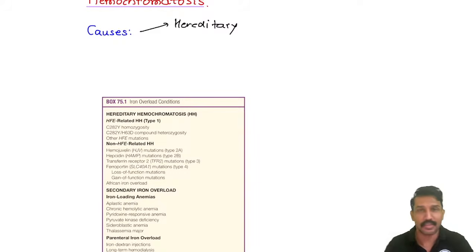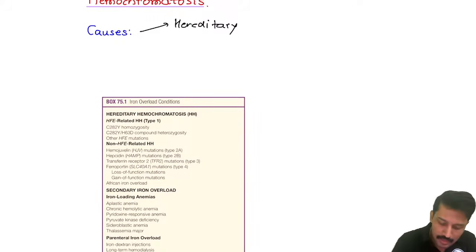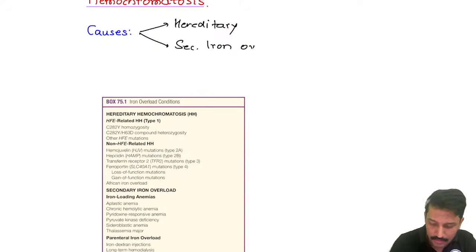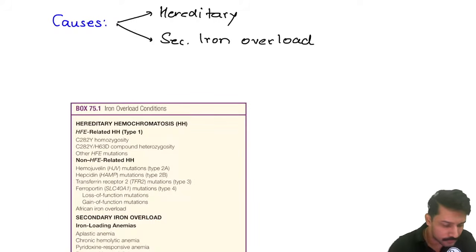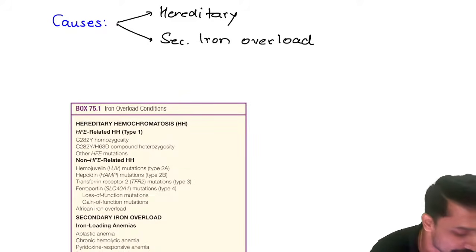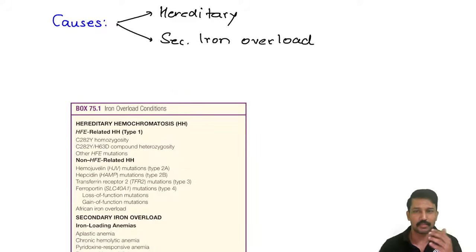In that case, you can say hereditary hemochromatosis and secondary iron overload. Now, what are the common causes for hereditary hemochromatosis? Yes, vitamin C increases the iron absorption, and phytates in the food decrease the iron absorption.